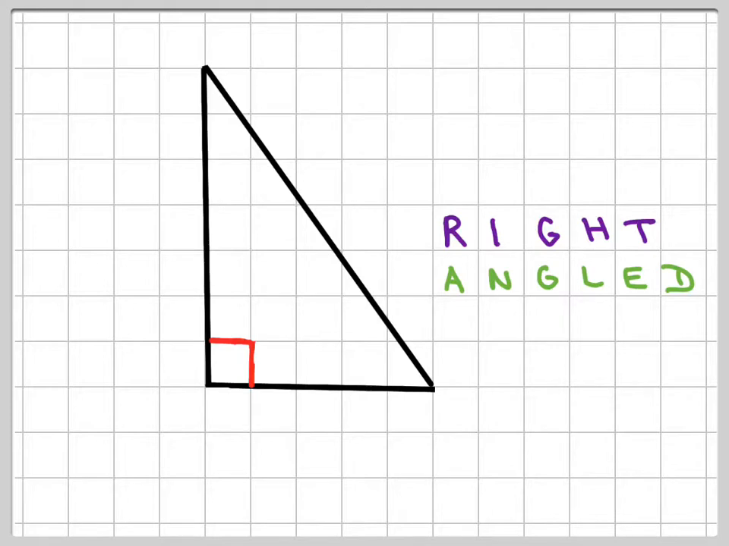And a right-angled triangle has one right angle. And we mark it with a little square like this. And we know that square represents 90 degrees, which makes it a right-angled triangle.